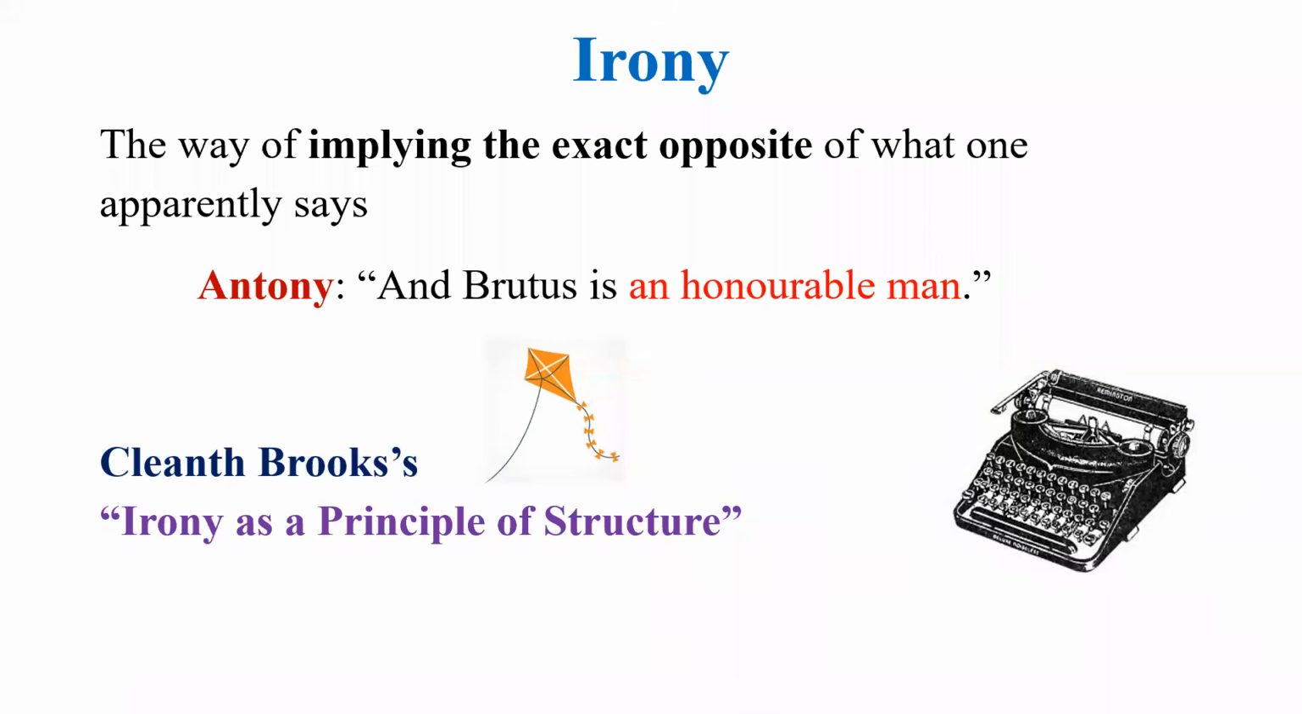In a similar way, in Julius Caesar, we have Antony. Brutus is an honorable man, but he repeats the phrase again and again. And we get the implied meaning. Okay, he is not saying honorable, but he means the opposite. Brutus is a dishonorable man. So that is the implied meaning. He means the exact opposite. That's how irony functions, which is essential to poetry.